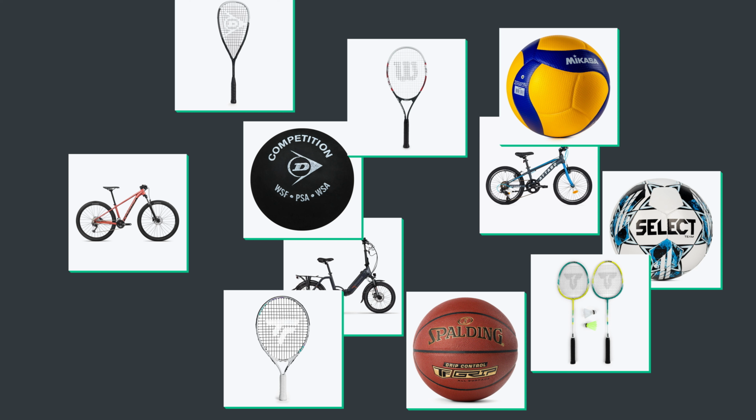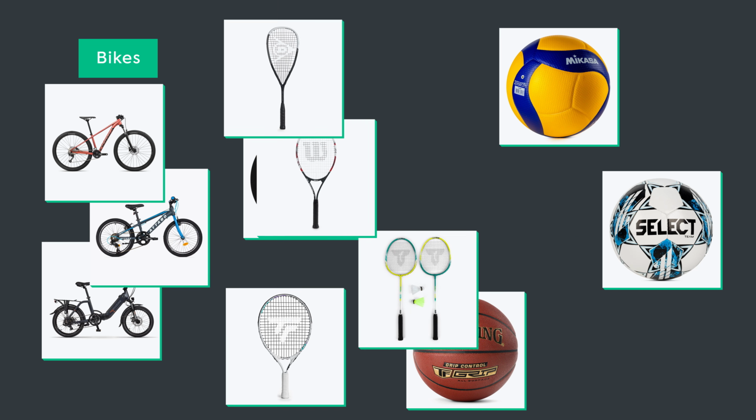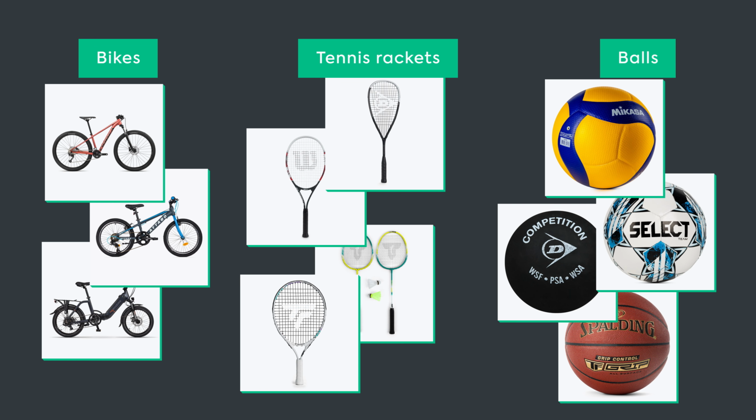One of the first steps in creating a data model is organizing products according to their similarities, creating the product families. This is necessary to determine which attributes we need to describe all of the products in the store. For example, one product family could be bicycles. Another could be tennis rackets or various balls used in different sports. Products that are similar enough to be described by similar attributes.